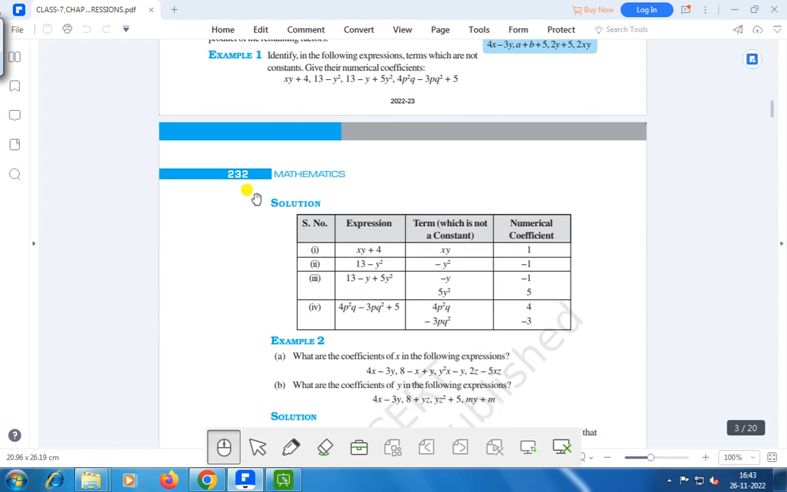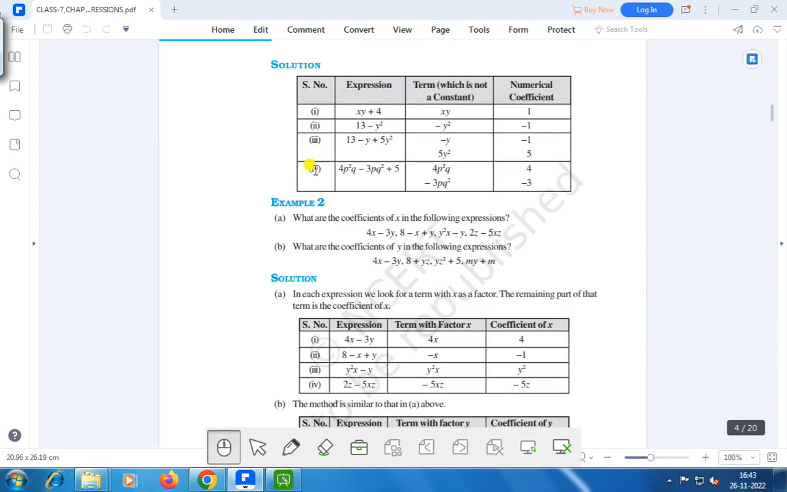Right here you can find the different expressions and terms and also the numerical coefficient. In xy plus 4, the term which is not a constant is xy, and the numerical coefficient is 1. Here, 13 minus y square, the term which is not a constant is minus y square, and the numerical coefficient is minus 1. Here, 13 minus y plus 5y square, the terms which are not constants are minus y and plus 5y square, and the numerical coefficients are minus 1 and 5. And 4p square q cube minus 3pq square plus 5.